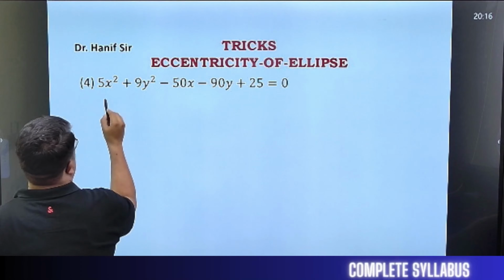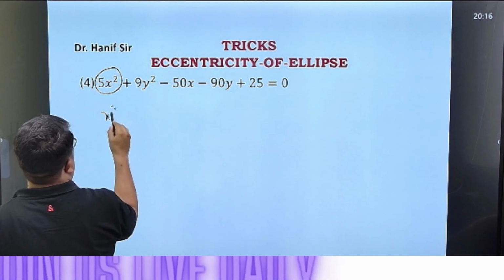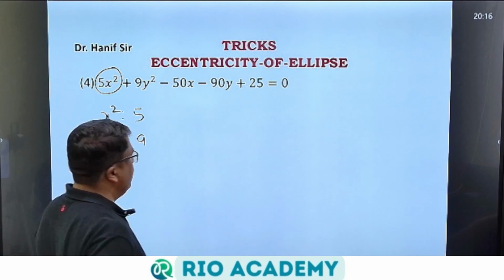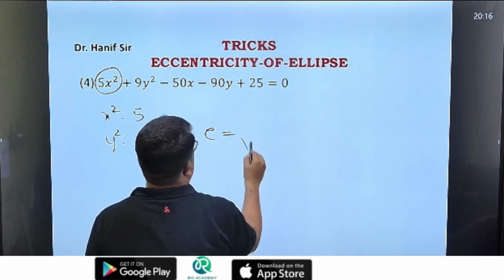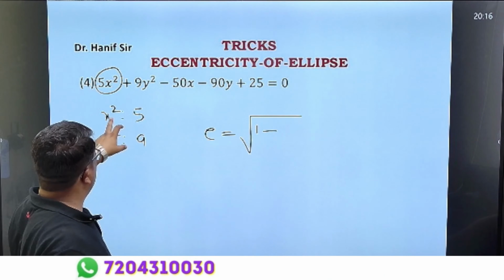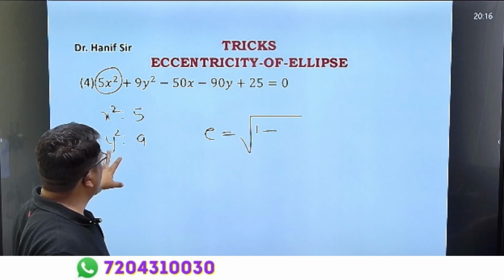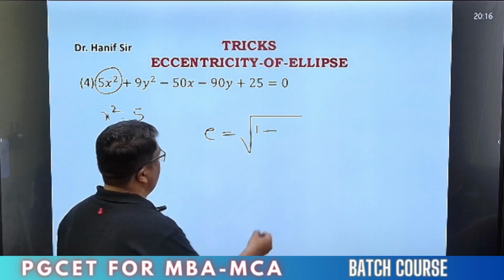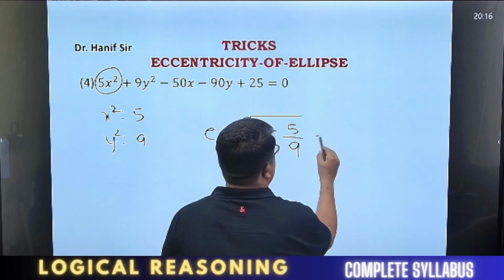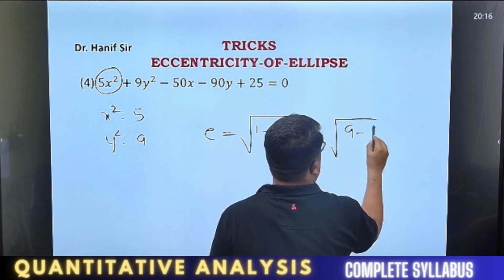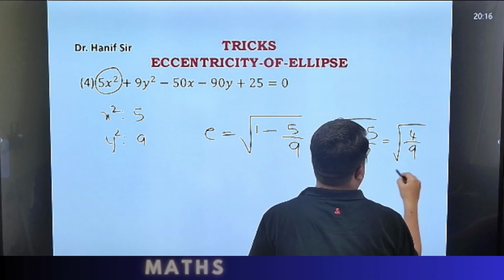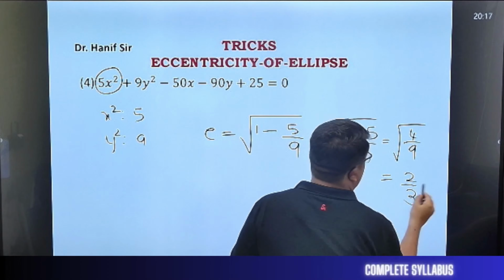So now coefficient of x square is 5 and coefficient of y square is 9. So eccentricity is equal to square root of 1 minus smaller coefficient of x square or y square, whatever it is. So it is 5 here divided by 9. So the answer will be 9 minus 5 by 9, that is 4 by 9. Answer is 2 by 3.